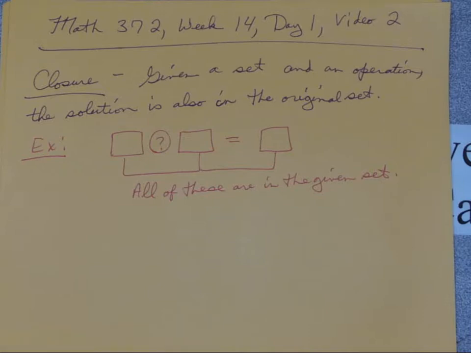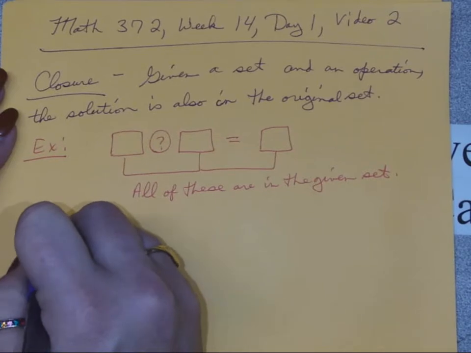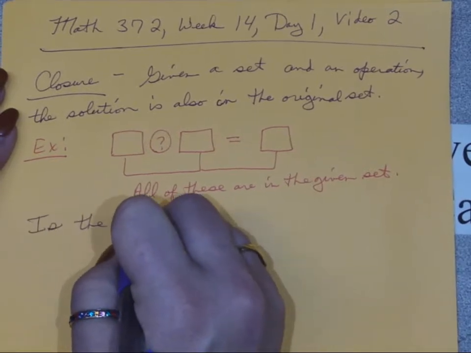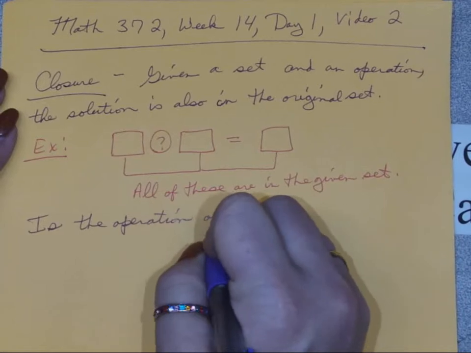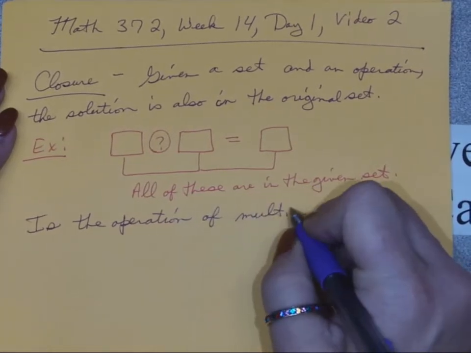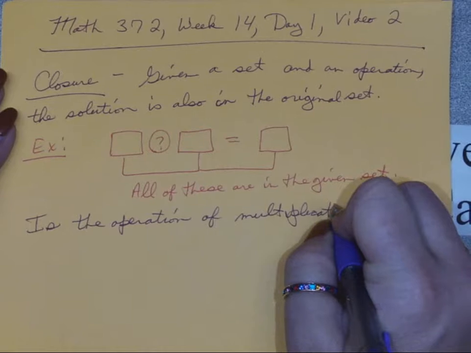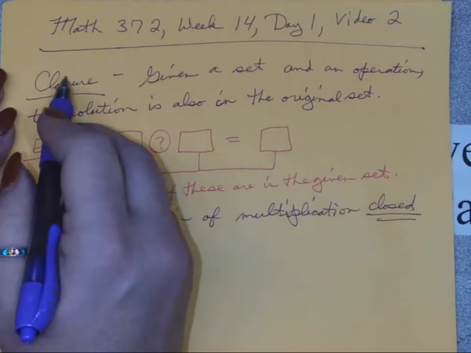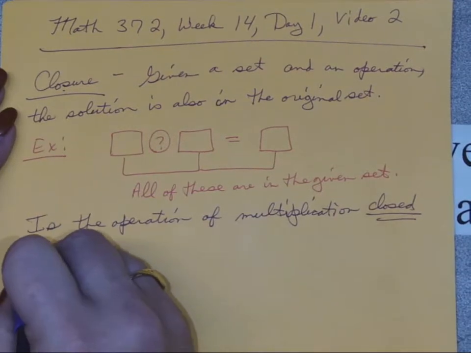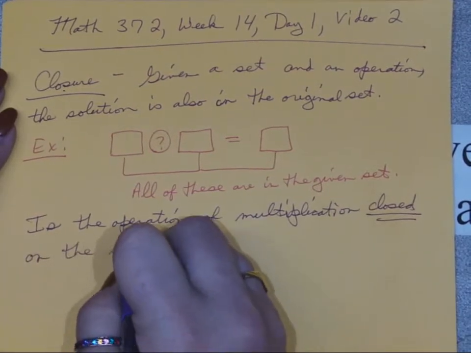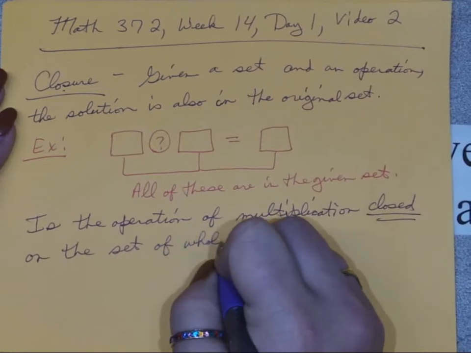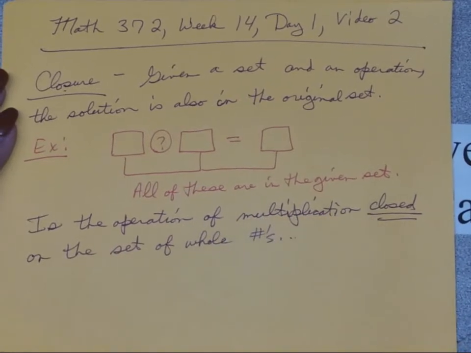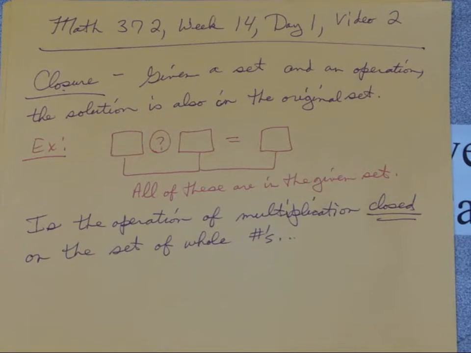So here's an example. We'll say, my question is, is the operation of multiplication closed, that's what they call it, closed for closure, is it closed on the set of whole numbers? We're sticking with whole numbers. We started out with those, so we might as well go on through. So is the operation of multiplication closed on that set of whole numbers?